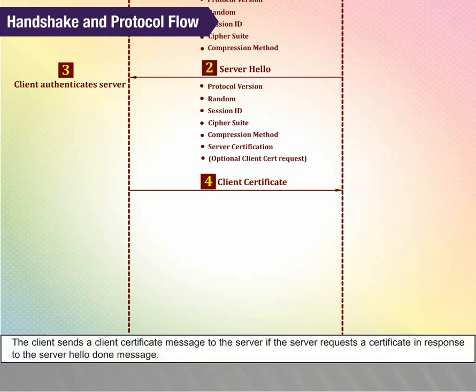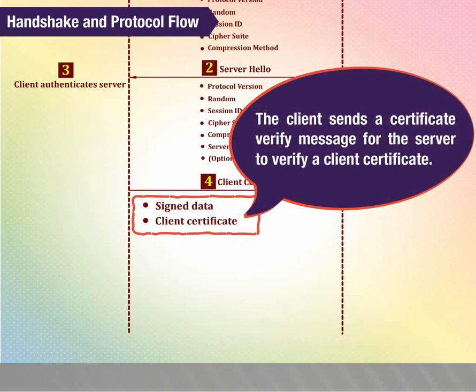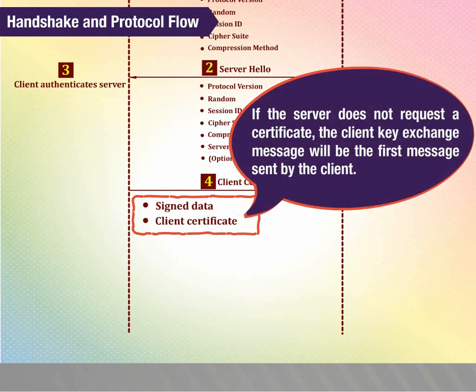The client sends a client certificate message to the server if the server requests a certificate in response to the server hello done message. Immediately after the client certificate message is sent, a client key exchange message and a certificate verify message are sent by the client. The client sends a certificate verify message for the server to verify a client certificate. If the server does not request a certificate, the client key exchange message will be the first message sent by the client.